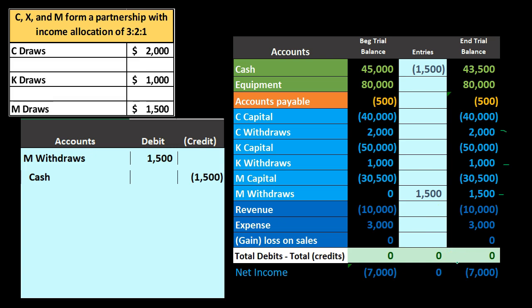They're not in the income statement. So the net income calculated as revenue minus expenses gives us the net income. The withdrawals solely reduce the capital accounts for individuals, not for the net income, which will be allocated to all of them, all partners in accordance with their profit sharing agreement.